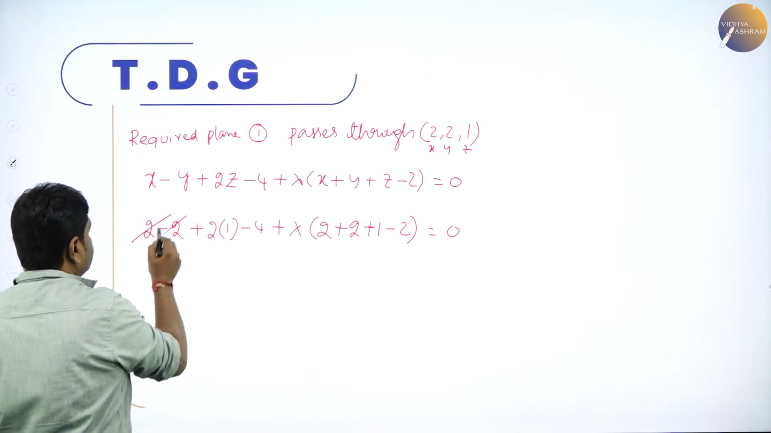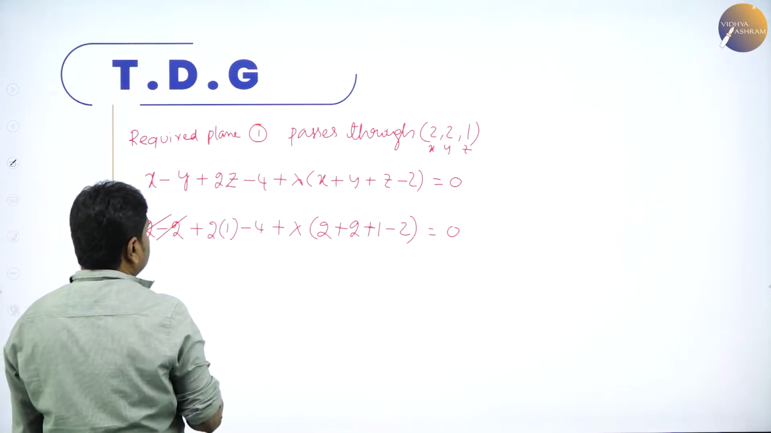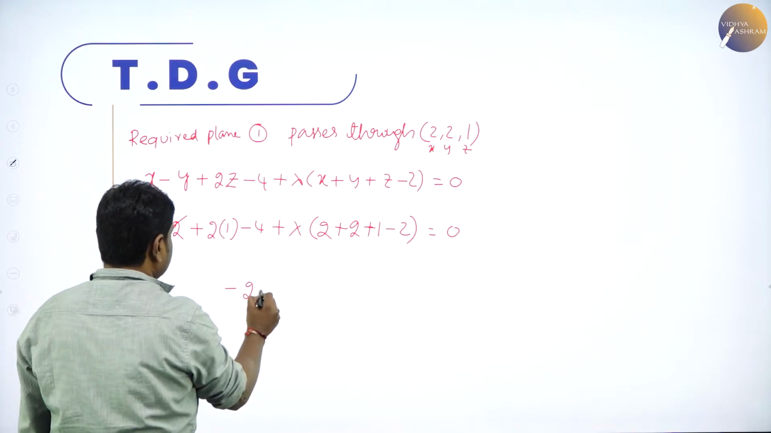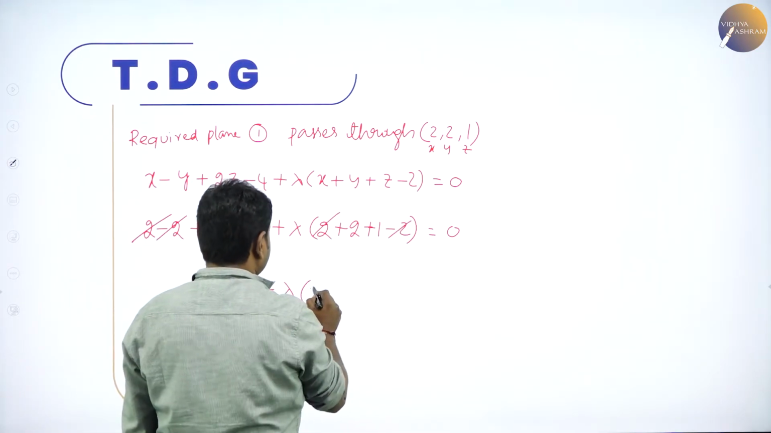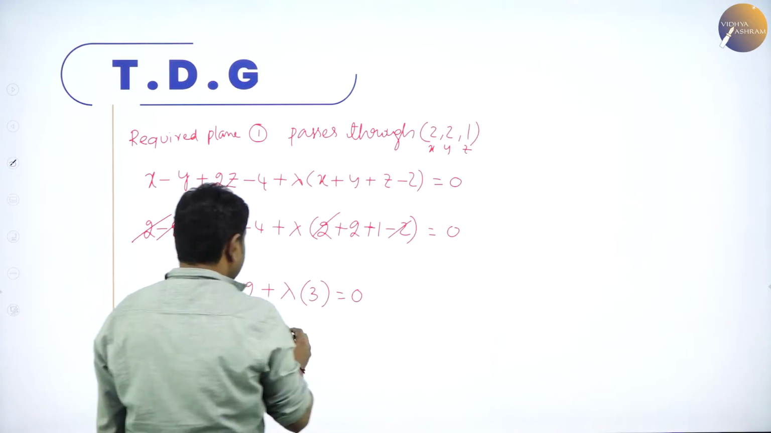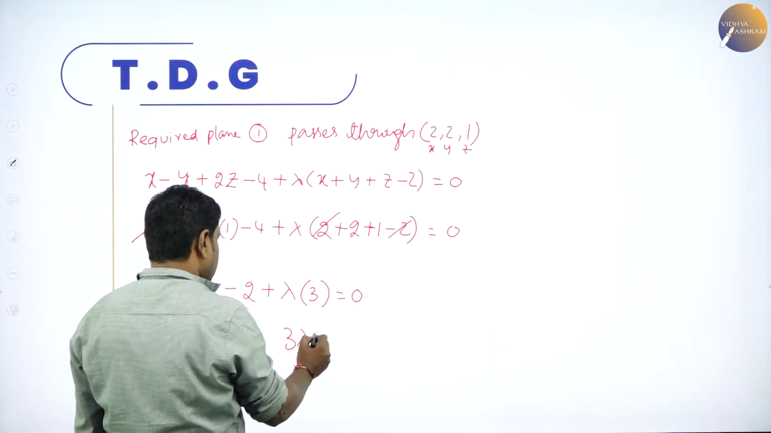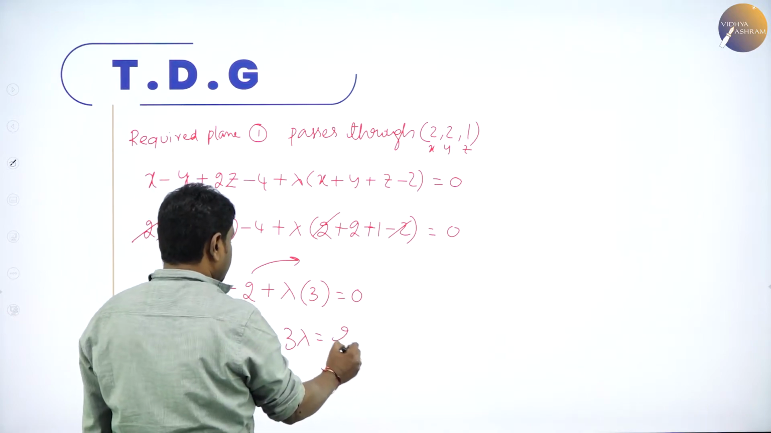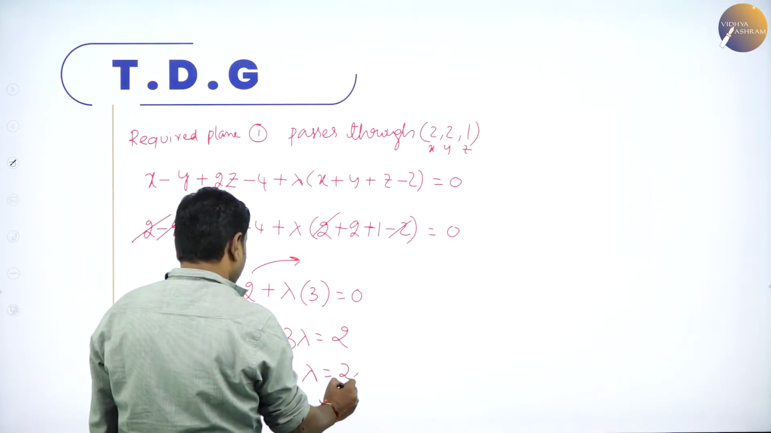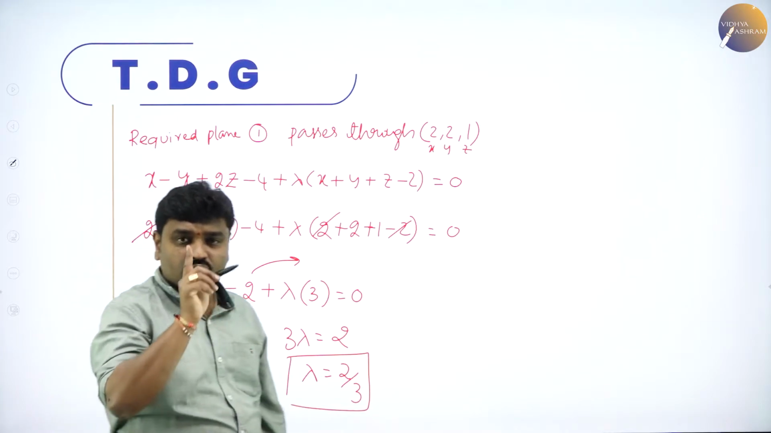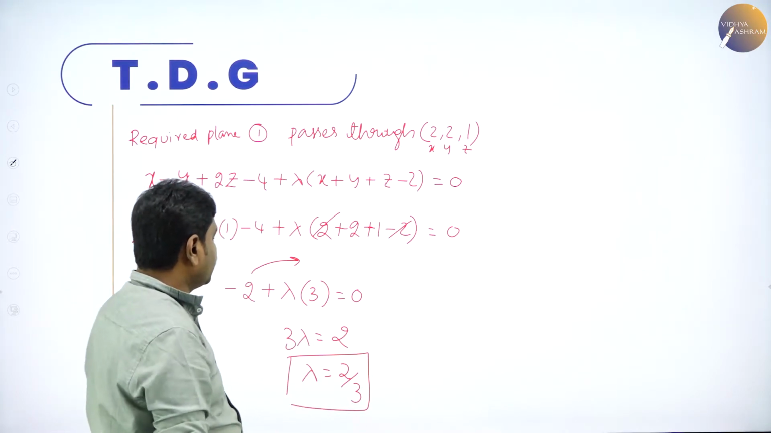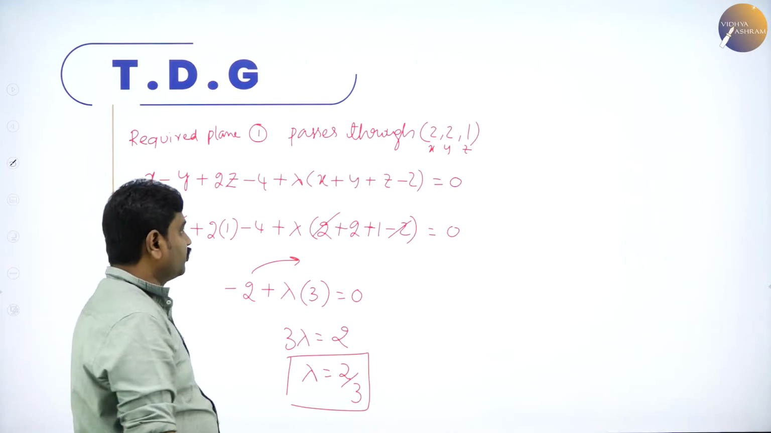So 2 and minus 2 cancel. 2 ones are 2, minus 4 is minus 2, plus lambda into 3, since 2 plus 2 plus 1 minus 2 is 3, equal to 0. So 3 lambda minus 2, transfer to the right-hand side, becomes plus 2, and lambda is 2 by 3. First you should get the value of lambda, and that value should be correct. Once you get the value of lambda, substitute it in the equation of the plane.